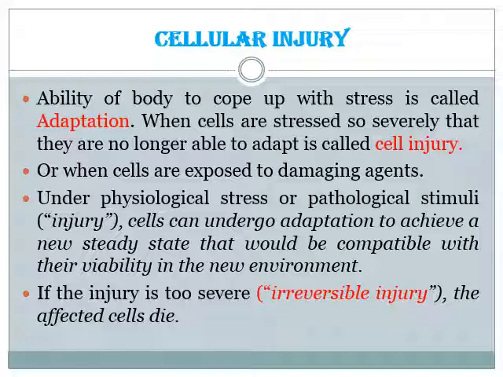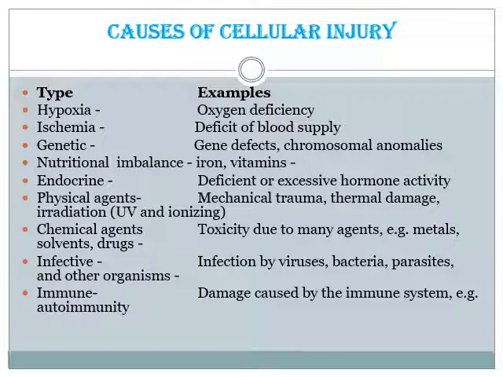If the injury is too severe, affected cells die and it is called irreversible injury or cell death. Causes of cellular injury. There are various causes of cellular injury like hypoxia, ischemia, genetic, nutritional imbalance, endocrine, physical agents, chemical agents, infective and immunity-related causes. So in hypoxia, there is a deficiency of oxygen. Ischemia deals with less blood supply, or a decrease in blood supply, to various organs.